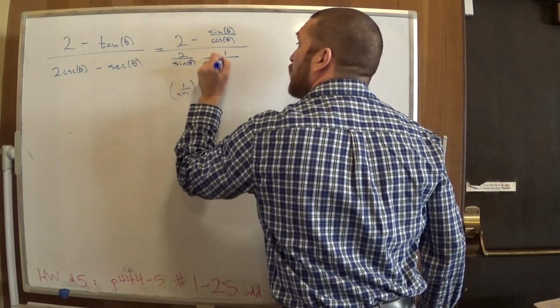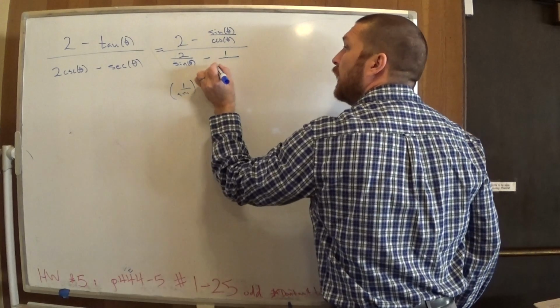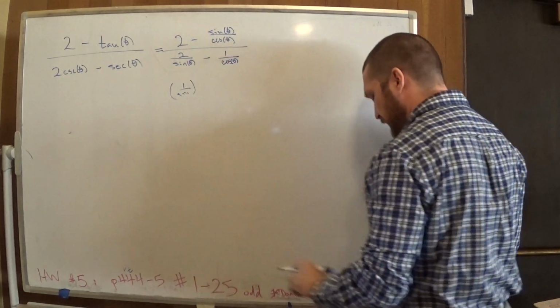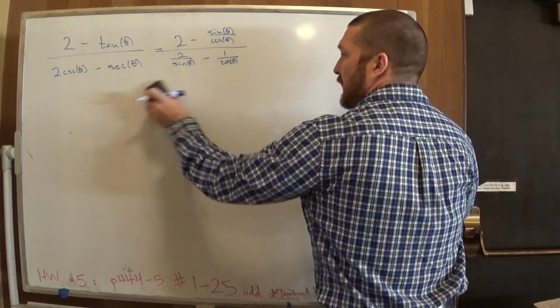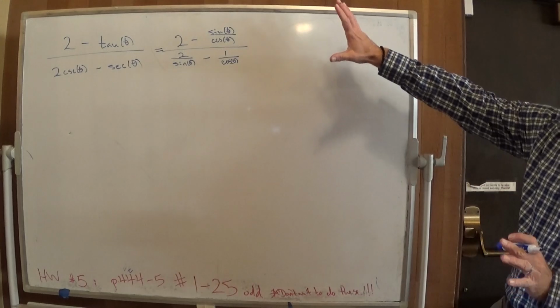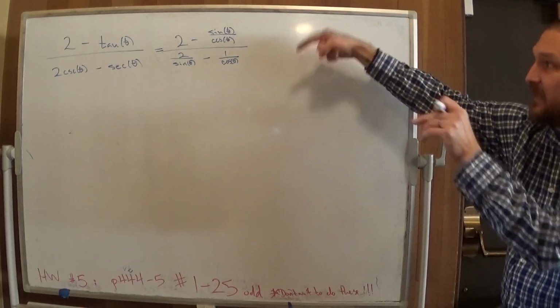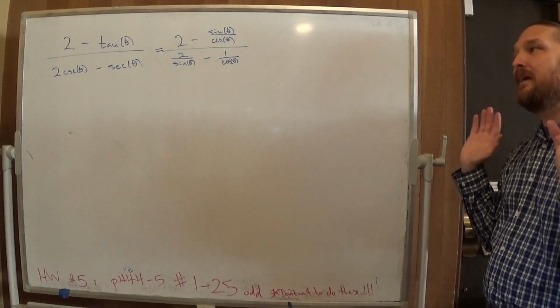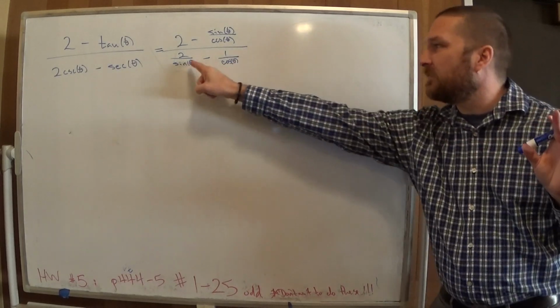1 over what? Cosine. Now here's another thing. This has nothing to do with trig. This is just because I've had algebra beat into my head so many times. But when I see something like this, I have fractions inside of fractions. I think it might be easier if I kill all of these little fractions.